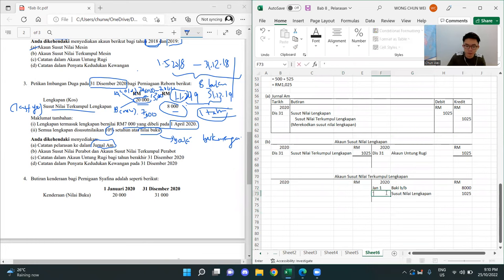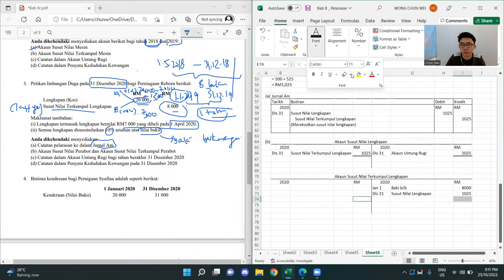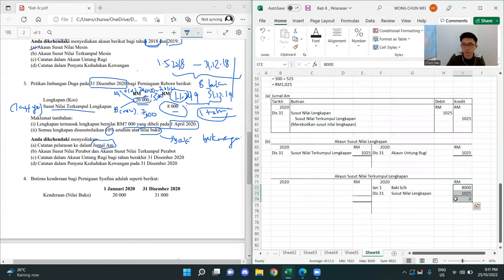Jadi, okay, December 31st. So then only you close it, HPPB. So this one, same 9025. Baki, hantar ke bawah. December 31st, when there's HP, there must be a PB. Same figure, 1025. So this 1025 will be your total susut nilai from before. That's what we call SNT, susut nilai terkumpul for 2020. All right, this is for last year. This is for this year.